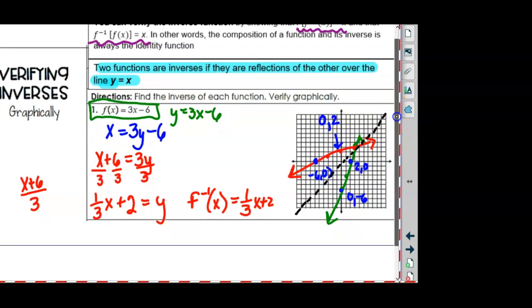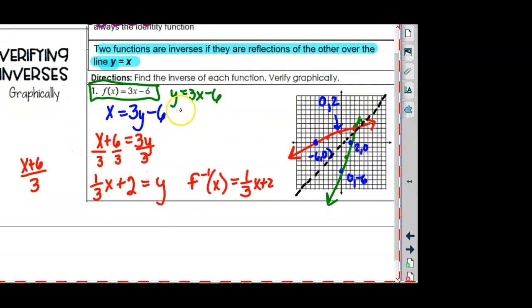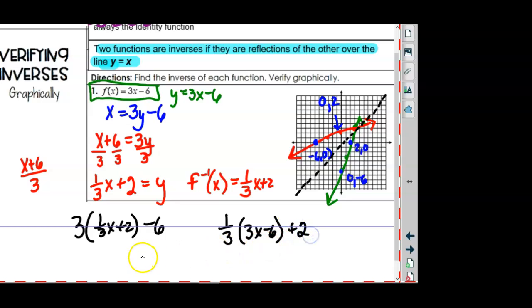Okay, you don't have to write this down. I want to show you how you would test that this worked. You would take the original function, f of x, and you would put the new function in there. So you'd have 3 times 1/3 x plus 2 minus 6. And then you would take the old function and put it into the new down here. So you'd have 1/3 of 3x minus 6 plus 2. And they should undo each other. If I distribute here, guys, I get 1x plus 6 minus 6. Is that going to be just x?